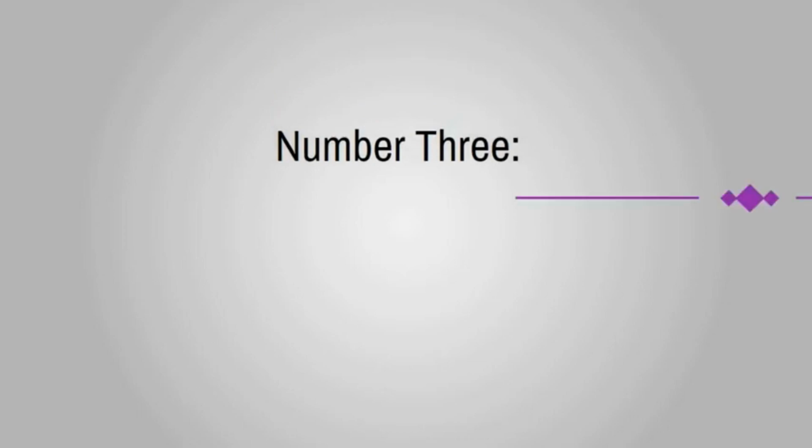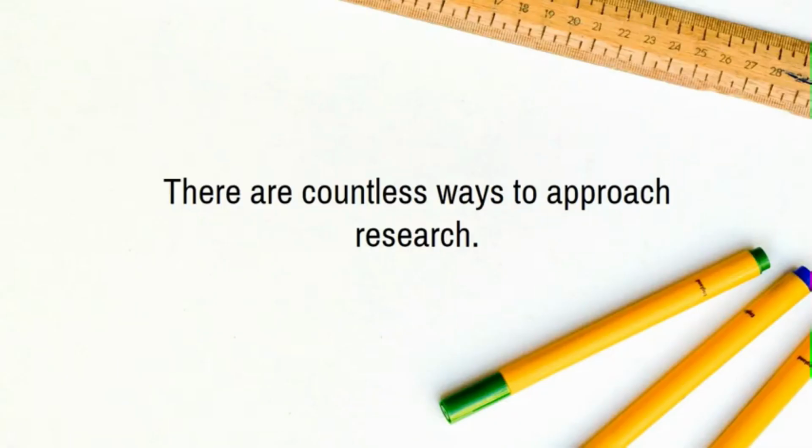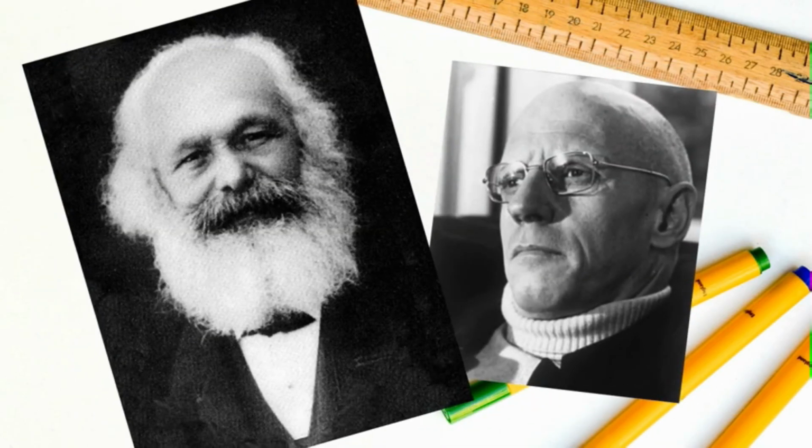Number 3. The lit review includes a discussion of relevant theories and concepts which underpin your research. There are countless ways to approach research. For example, if you are researching the relationship between the subject and the state, you need to explain how different theorists have approached this research and where your approach fits in. Are you following a Foucauldian approach? Or perhaps you're following a Marxian approach, or a mix between the two?